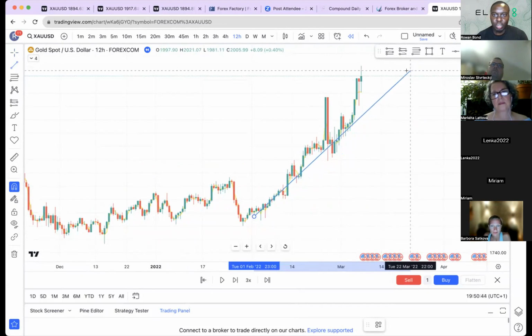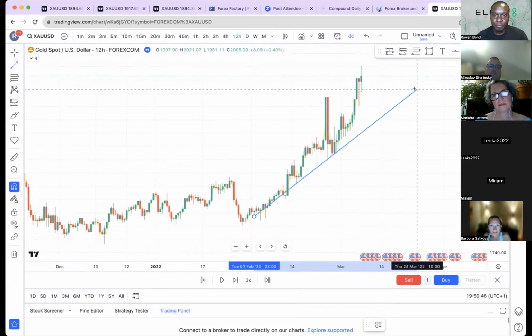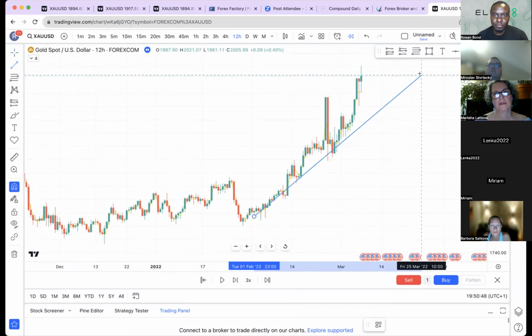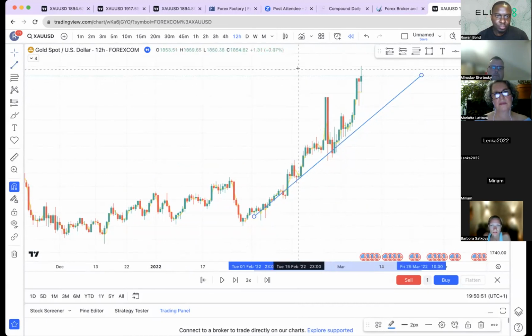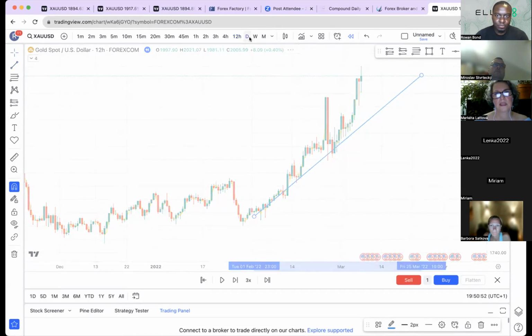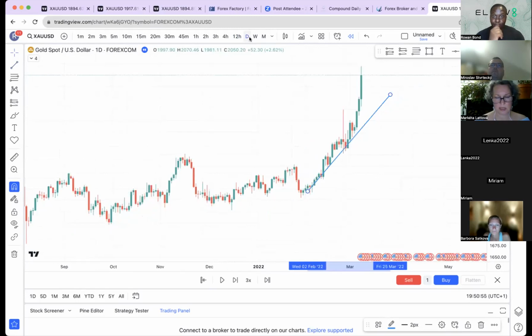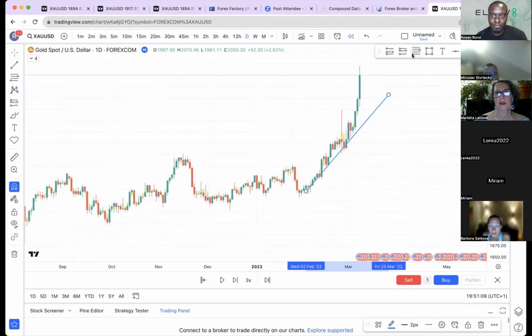Okay, and we are currently on the 12-hour time frame. Okay, change time frame for daily. Still uptrend. I put Fibonacci. Okay. As the first step, she takes the Fibonacci tool.